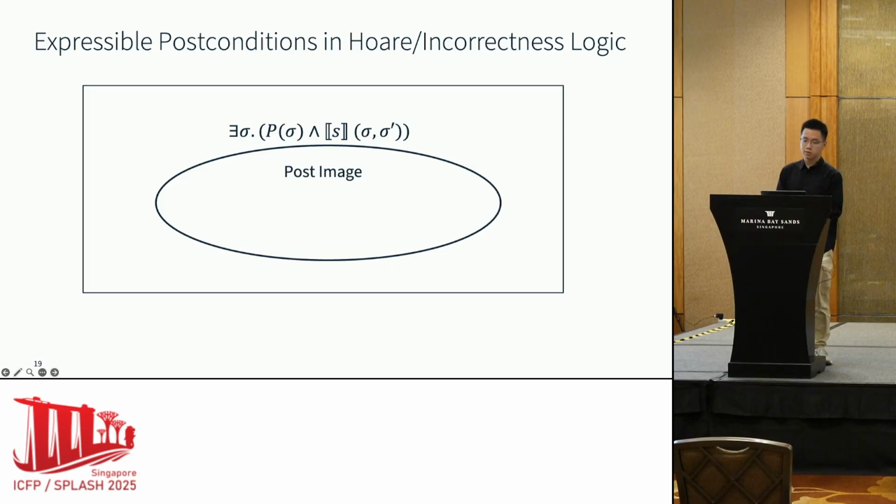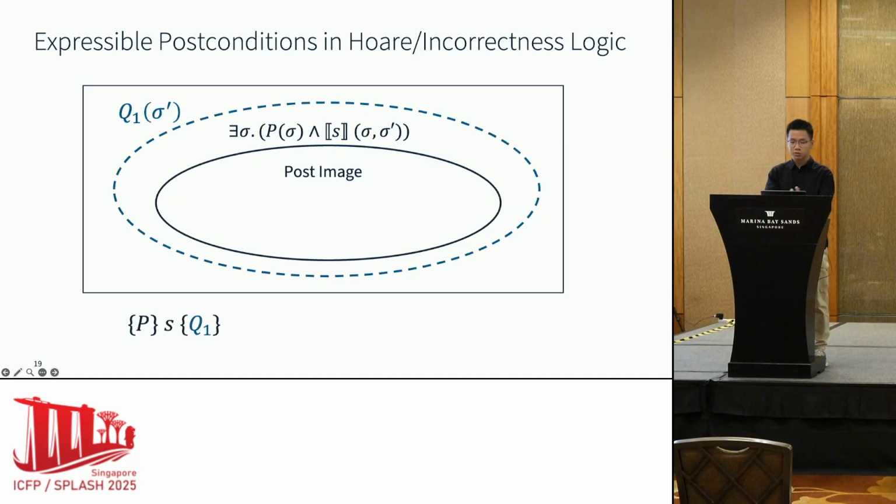And if you are familiar with reasoning in Hoare or incorrectness logic, you may already realize that our framework can also be used to find the strongest or weakest expressible post-condition in both of these logics. And the idea is to use the existential quantifier to define the post-image of the given precondition P and the statement S. And here, the over-approximation corresponds to the post-condition in Hoare logic, and the under-approximation corresponds to the one in incorrectness logic.